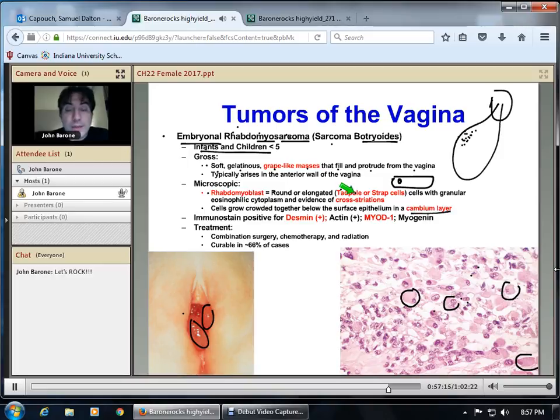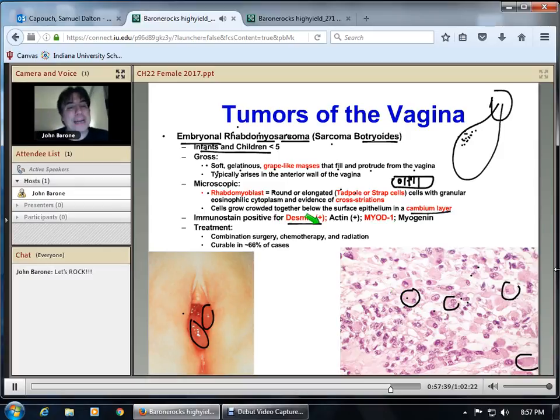Now, if you look really closely, not in this picture, but in real life, under the microscope, you can often see cross striations. Makes sense because it's striated muscle. It should have cross striation. Now, how am I going to prove it's muscle? Well, it's got cross striation. It's got these rhabdomyoblasts, tadpole cells.